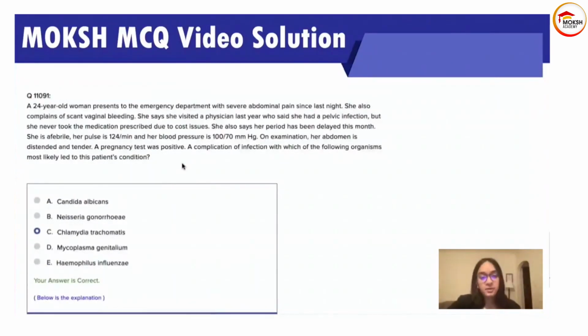Well, it was a case of ectopic pregnancy, and the underlying cause was PID. So what you need to recognize is what would be the most probable organisms for PID. So this woman came in with severe abdominal pain, and she complains of scant vaginal bleeding. And the thing to pick up here was last year she had a pelvic infection, didn't take medication because of cost issues. Her period has been delayed, and her pregnancy test was positive. So the fact that her pregnancy test is positive and she's coming with severe abdominal pain and vaginal bleeding, all of this is pointing in the direction of an ectopic.